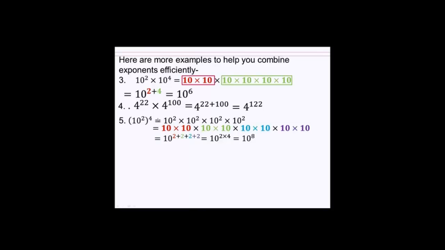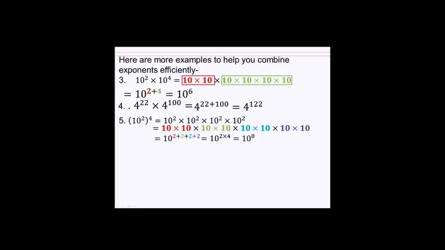In other words, look at what's happening here. You're going to have 2 times 4. That's different than this example here where you had 2 plus 4. Why is it a plus 4 here, but a multiplication by 4 here? Can anyone think about why that is?